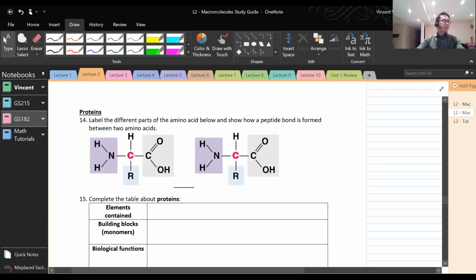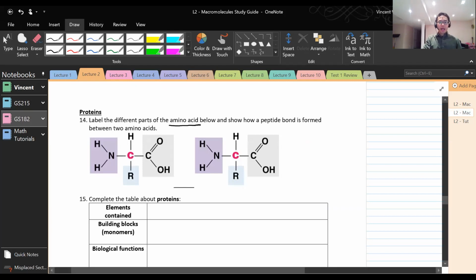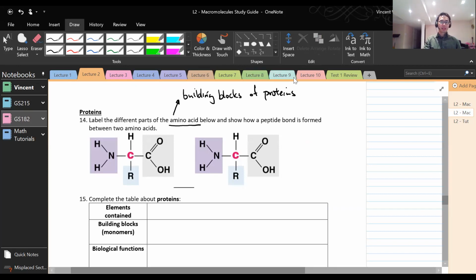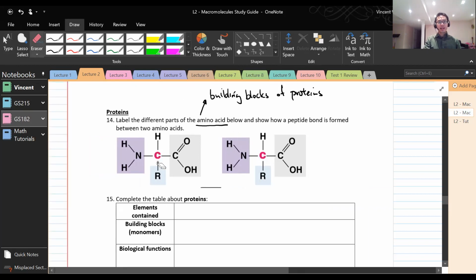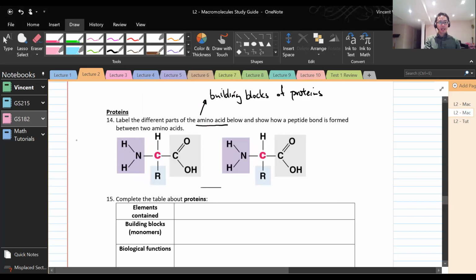Proteins. Label the different parts of amino acid below. In case you forgot, amino acids are the building blocks of proteins. So that's what a typical amino acid looks like. There is the central carbon. There is the amino group right here. This NH2 part, that is the amino group.